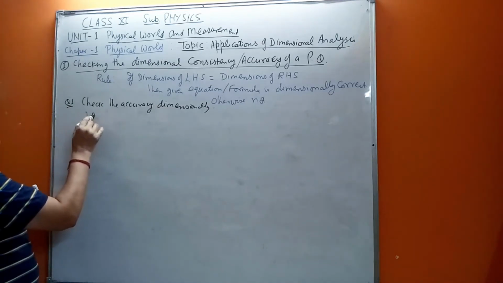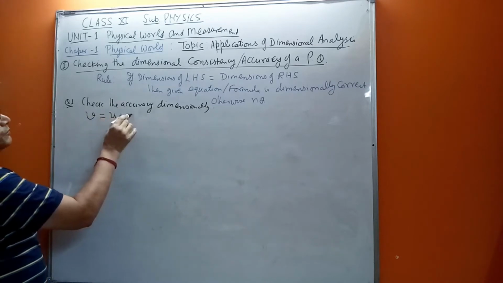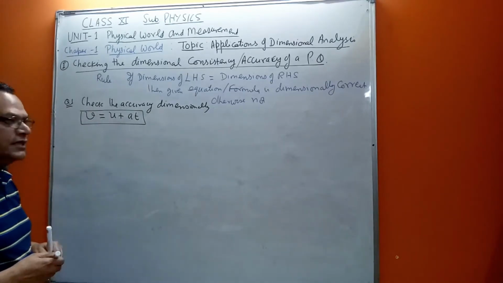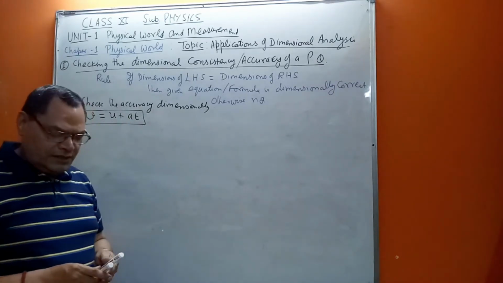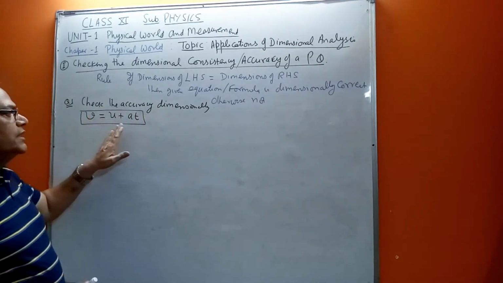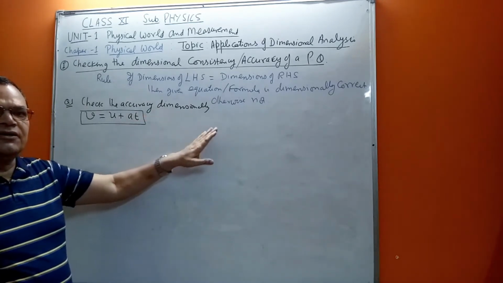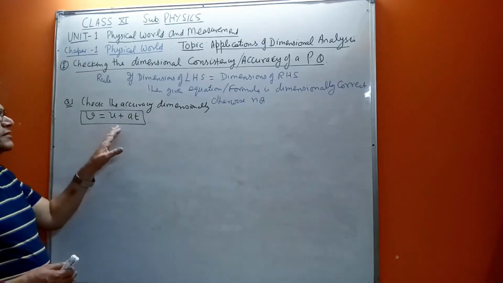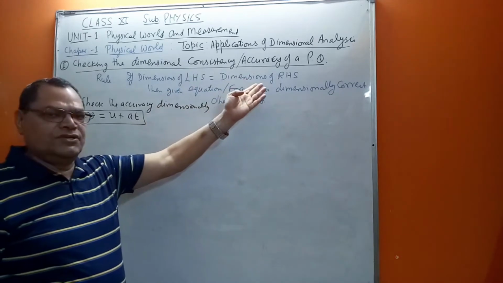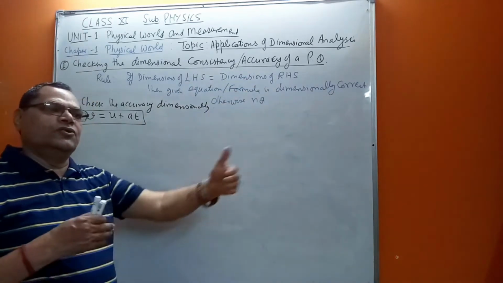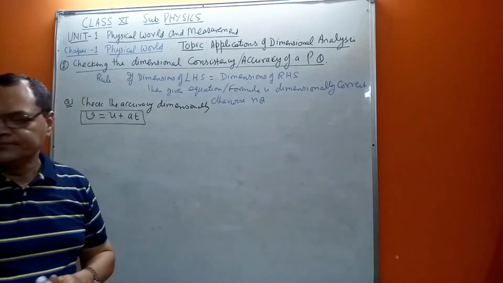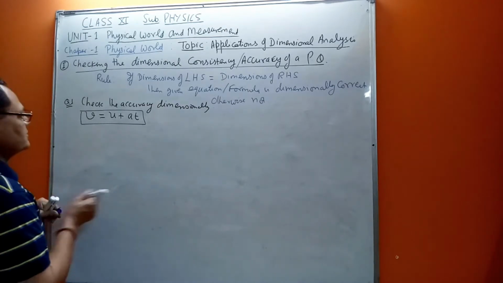So the first equation is V is equal to U plus AT. V is the final velocity, U is the initial velocity, A is the acceleration, and T is the time. So we have to verify whether this given equation is dimensionally correct or not. So what is required? We have to find the dimensions of left hand side, we have to find the dimensions of right hand side. If they are equal, then the given equation is dimensionally correct, otherwise not. Clear?